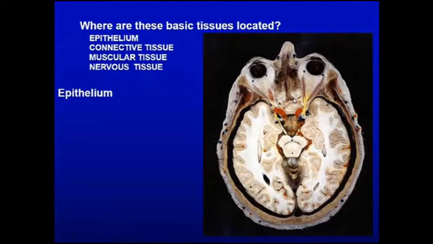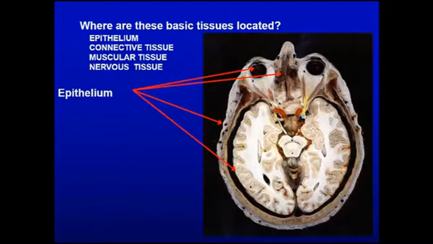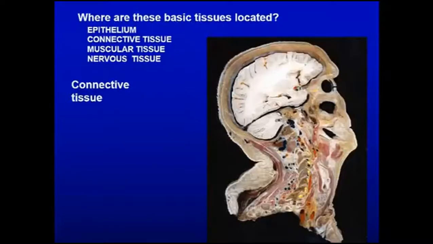So if we look at the four basic types of tissue in this skull, we would see epithelium in the eye, of course. Epithelium lines your nose, epithelium is in your skin, and epithelium lines cavities. That's what epithelium does. It lines things, and it does it because it has junctions between adjacent cells, and those junctions allow cells to hold hands, and they form a cavity.